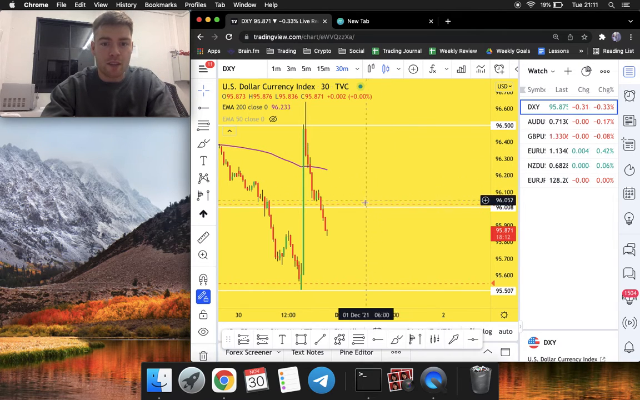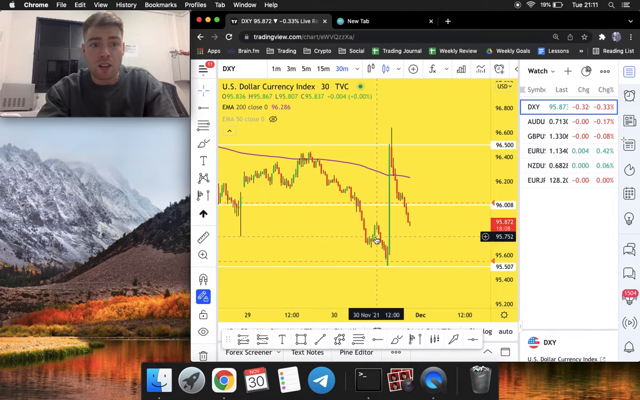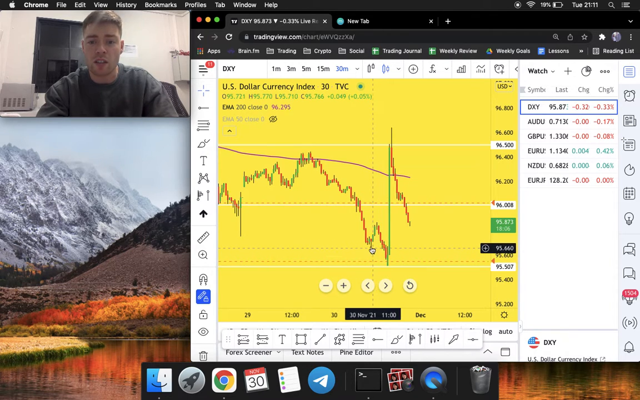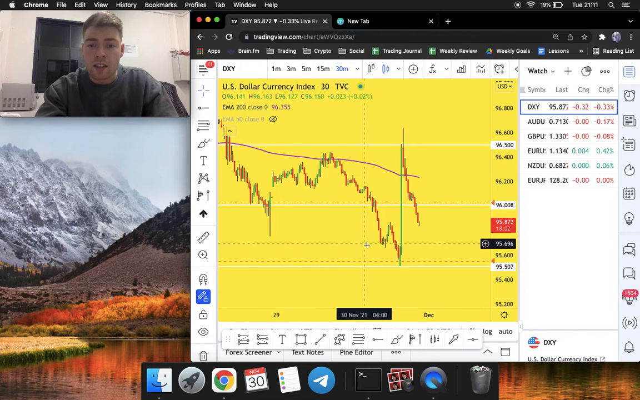Like today, for example, you can see, look at these moves. Today was pretty volatile. It was very volatile today. So for example, you can see here on the 30th, which is today, and tomorrow will obviously be the 1st of December. So today, London session, we started pushing down.